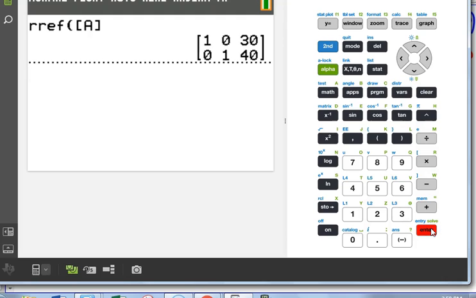Okay, what two equations does this represent? The top row reads x plus 0y equals 30. In the bottom row, y equals 40. So do you understand what we just found?